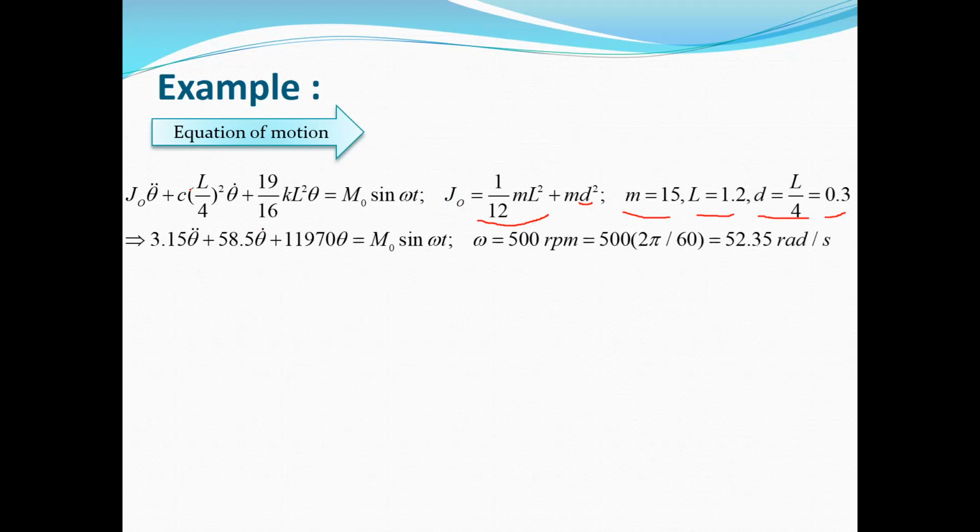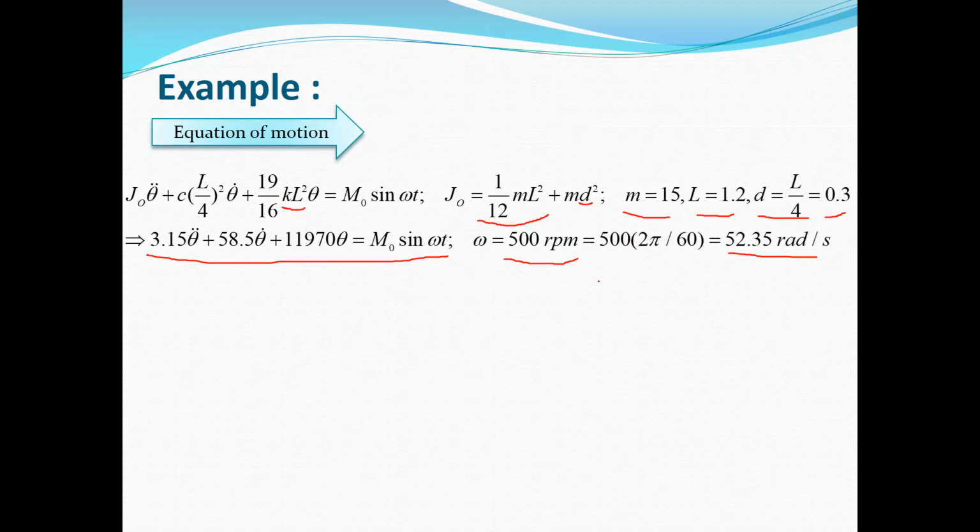And also we can substitute the numerical values into the main equation. So we can finally extract the equation of motion in this form. And also we know that omega is 500 rpm, so we need to convert it into radian per second. As I explained, we need to multiply by 2 pi and divide by 60. It will be in radian per second, which is 52.35 radian per second.